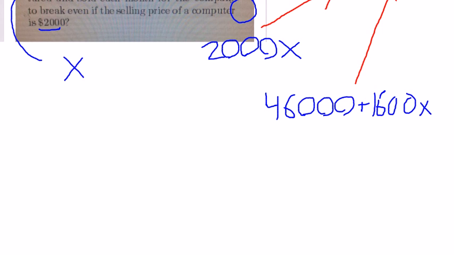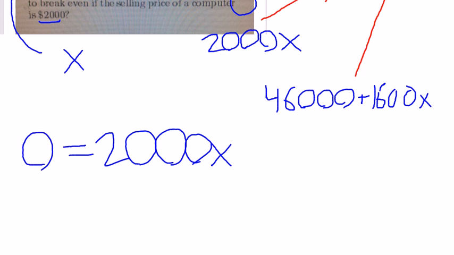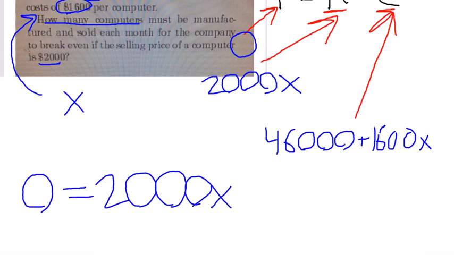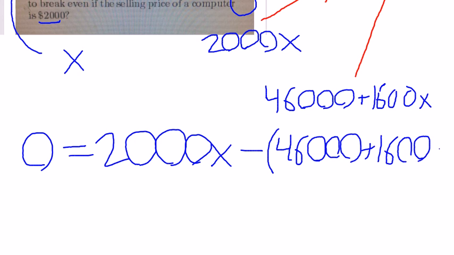Because if I do it that way, I don't end up with x on both sides of the equation. So we're going to have 0 equals 2,000x minus the cost, $1,600x.